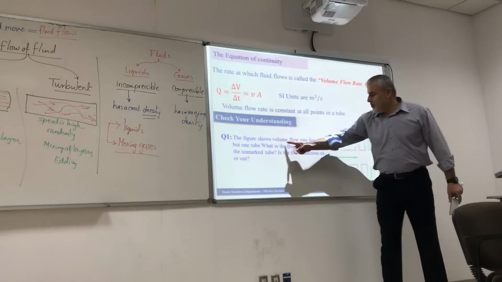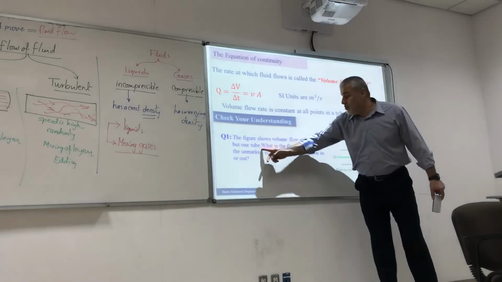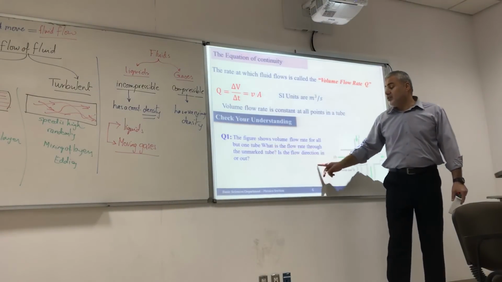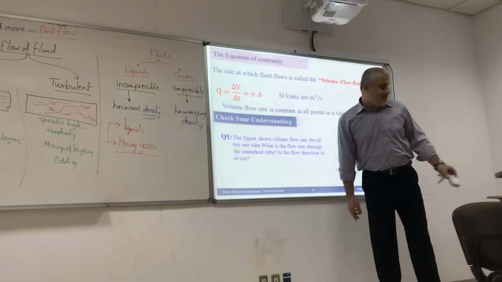The figure shows the flow rate of all but one tube. What is the flow rate through the unnamed tube? Is the flow direction in or out?